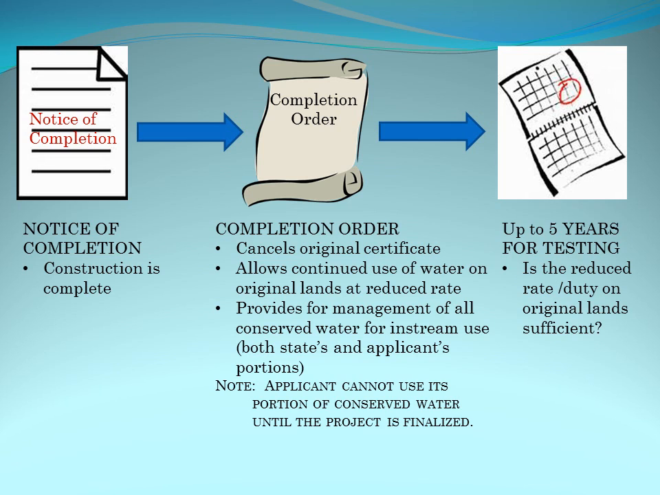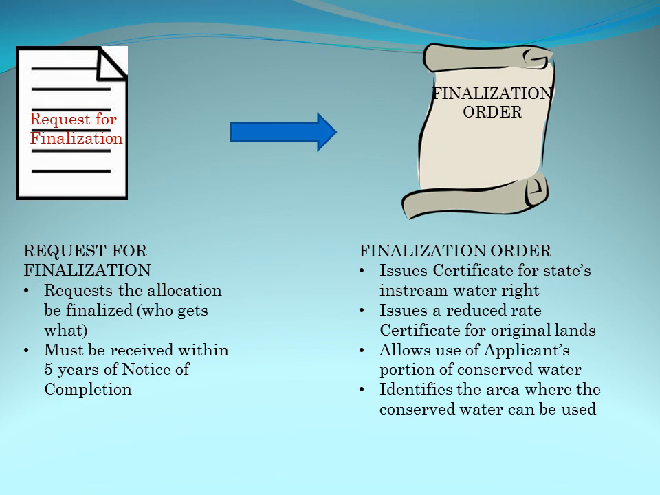The completion order also allows for a testing period for up to 5 years. This period will allow the applicant to make sure that the reduced rate on the original lands will work for them. If all is working according to plan, then the applicant requests that the allocation be finalized. The request for finalization refers to who gets what, the state's portion and the applicant's portion of conserved water. This request must be filed within 5 years of the notice of completion.